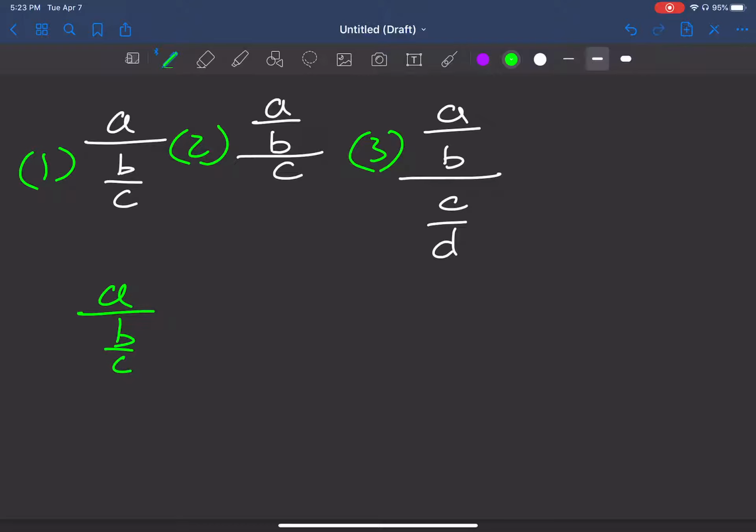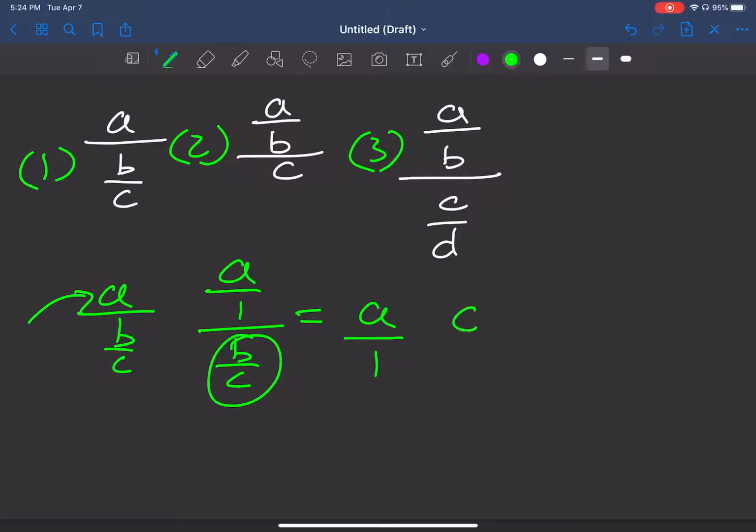In this case, A is a whole number, right? So I can do A over 1 over B over C. Now what I do, to simplify this, is I bring down A over 1, I leave it alone, I flip B over C so it becomes C over B, and then I just cross it, right?